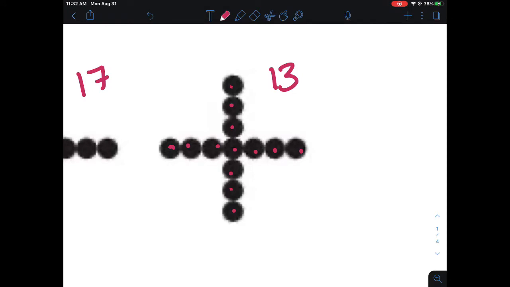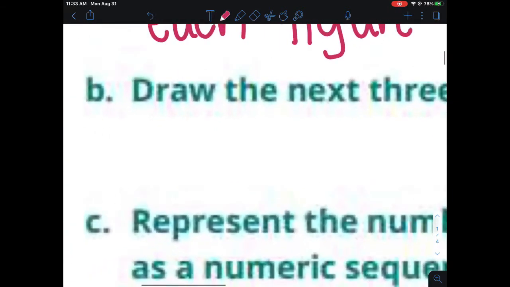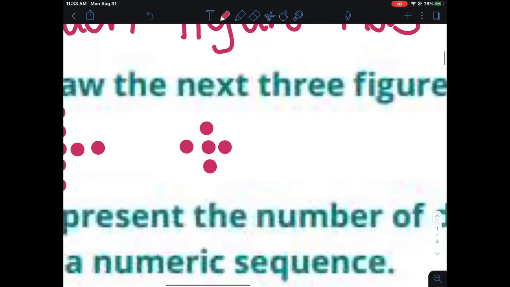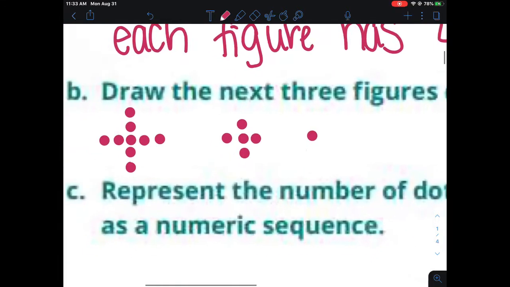So for the next picture, I'm going to have 1 dot in the middle with 2 dots on top, 2 dots to the side, 2 dots down below, 2 dots to the other side. So I have 1 dot in the middle, 2 above it, 2 to the side, 2 below, and 2 to the other side. And then the next picture is going to have just the 1 dot in the middle and 1 on each side of it. And then the next picture is just going to have 1 dot.